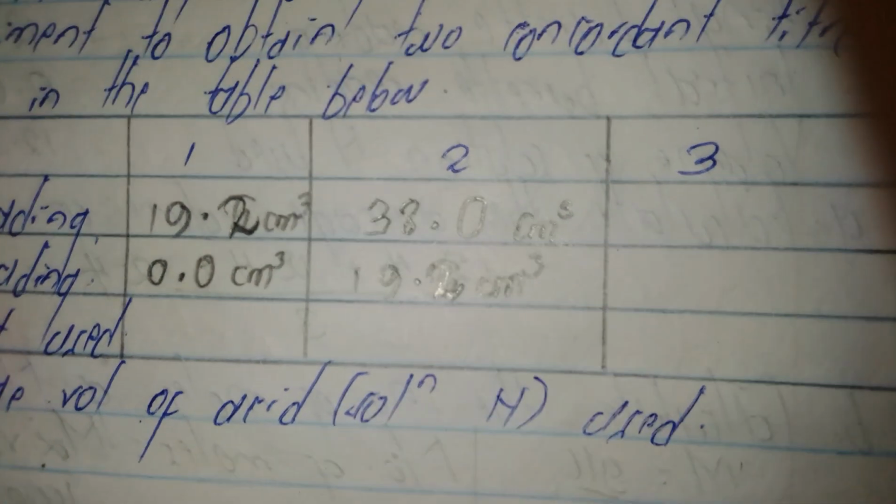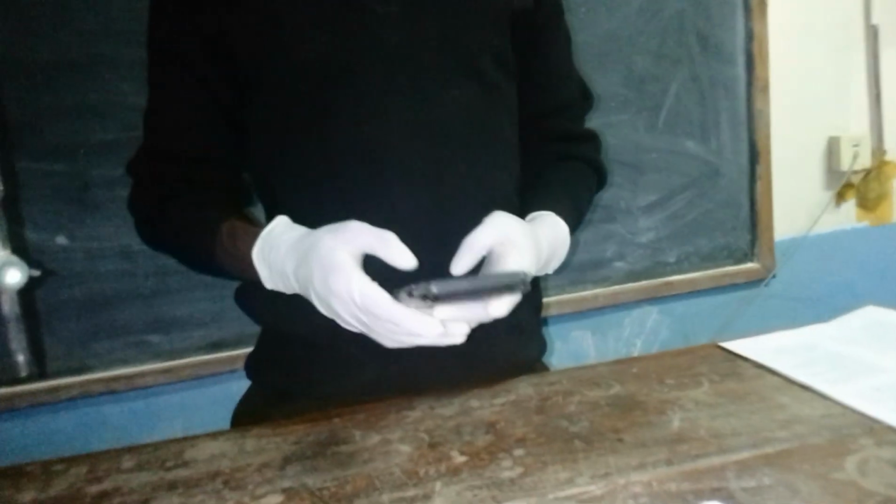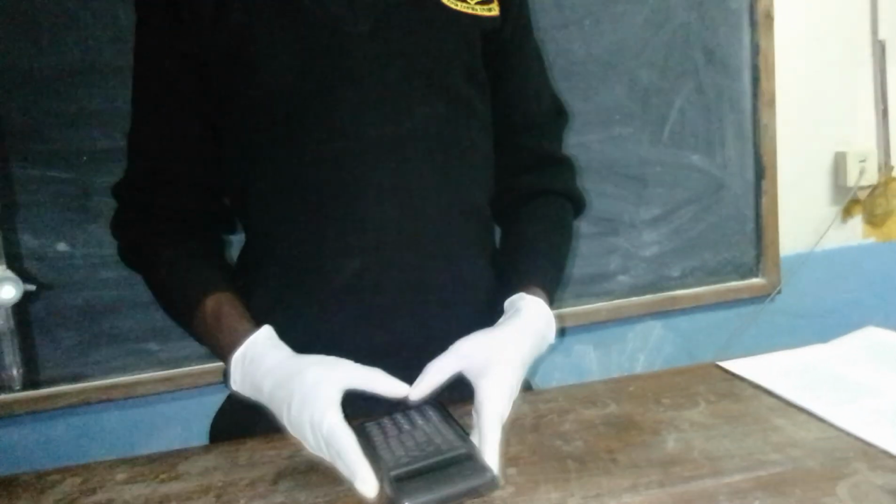So this 38.0, we are going to subtract 19.2, as you can see there. Then it is going to give us the volume. So we shall just do the subtraction later. Let us refill the burette. We can just fill the burette up to a certain point, as long as we can get at least 19 units.